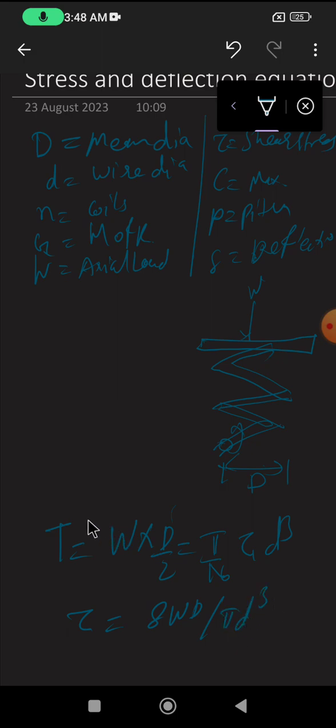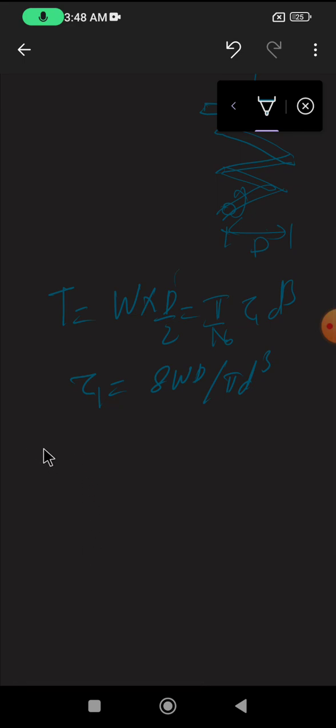In addition to the torsional shear stress induced in the wire, various other stresses also act on the wire. Which are the other stresses? That is direct shear stress due to the load W, and second is stress due to the curvature of the wire.